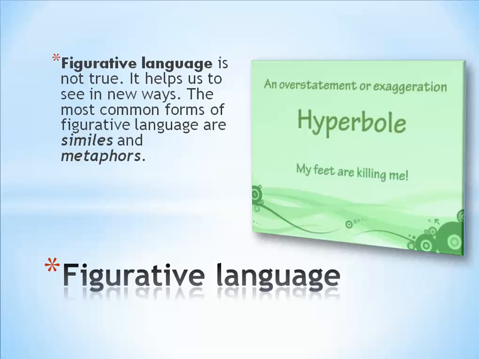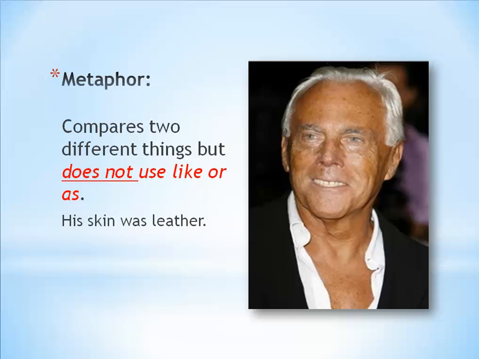Okay, so now let's look at a couple of things. So similes and metaphors. So let's start with a metaphor. A metaphor is when you describe something by comparing two things that have no relation, but you do not use the words like or as. So in this picture here on the right, to help someone understand what this guy may look like, you could say his skin was leather, or his skin is leather. So that helps you to understand that he has thick skin.